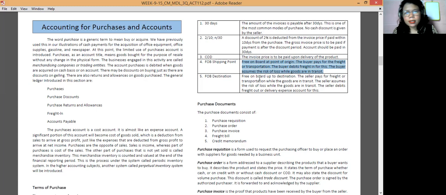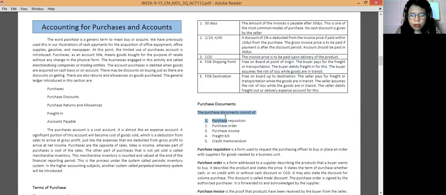Free on board up to destination. Okay, the seller pays for freight or transportation. So, si seller ang nagbabayad. While the goods are in transit, the seller assumes the risk of loss. So, sa FOB destination, si seller yung responsible if ever kung ano man yung mangyari sa product, at si seller din yung nagbabayad. Pero dito sa FOB shipping point is si buyer, si buyer naman ang responsible. So, mga pre-shipping, di ba?